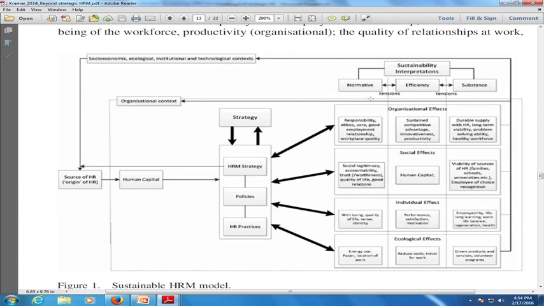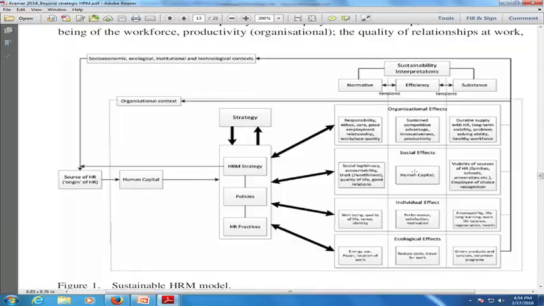So all of these are normative interpretations of sustainability. The social effect of the efficiency interpretations is the generation of human capital. The social effects of the substance interpretations of sustainability are the viability of resources of HR, families and schools. I mean, these are the material things that are required to produce human capital. Okay, and that in turn feeds into and is dependent on this. So this is how these boxes are related to each other.